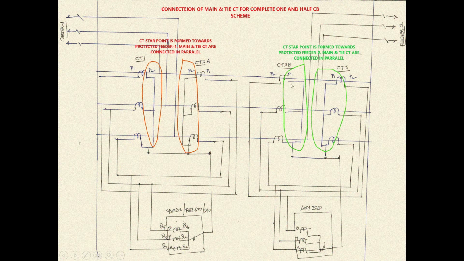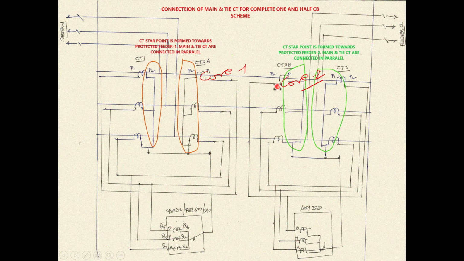Similarly, if you see the second feeder, in this second feeder, this is your core 2 of tie CT, that's why it is shown as CT2B. So CT2A and CT2B basically are your tie bay current transformer. Suppose CT2A is your core 1, and then CT2B is your core 2 of tie bay.